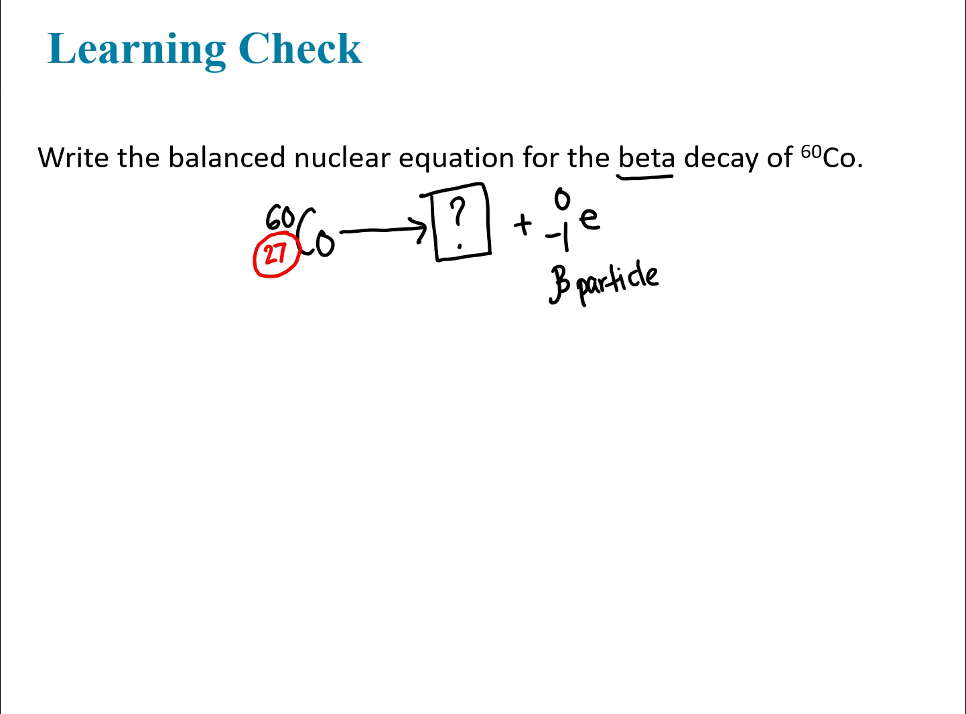Now we've got enough information to solve this problem. So we need to balance this equation, and we need to figure out what new element we form. Let's start by figuring out what the mass number is and the atomic number on both sides. So for the reactant side, what's our mass number?